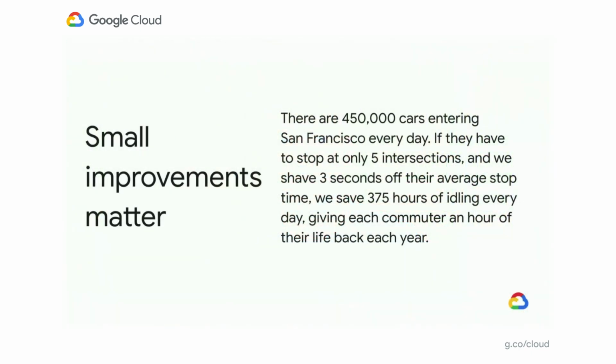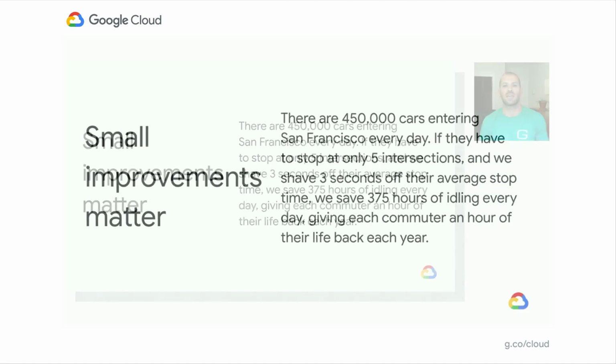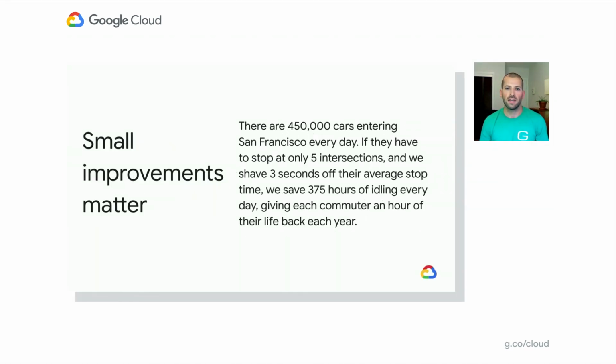Just an example in San Francisco, I looked up the numbers there, and we've got a few 100,000 people entering in cars in San Francisco every single day, on their way to work. And if they have to stop at only 5 individual intersections in the city, and we're somehow able to shave 3 seconds off their average stop time, we're going to save 375 hours of idling every single day, giving each commuter an hour of their life back. This is great for the commuter. It's great for the city, getting more people through, less congestion, less impacts on the environment.